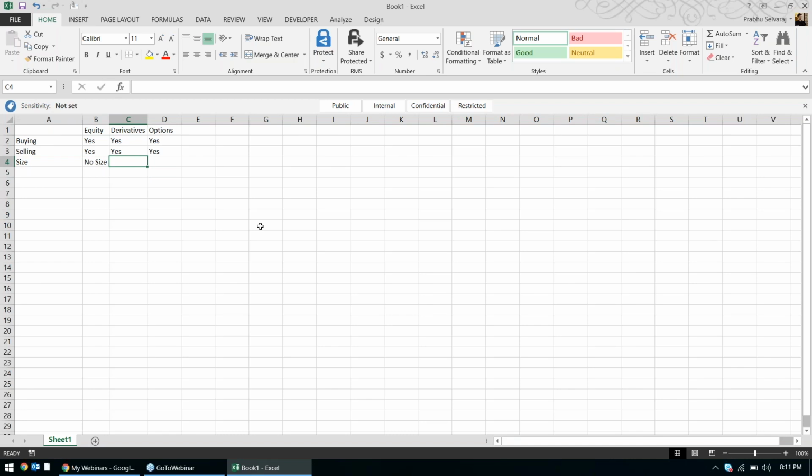Derivatives are bought in lots. Options are bought in lots. What is a lot? We will cover that separately. We'll make a note of it here. Now, sizes: we can buy any number of shares in equity, but futures you have to buy in lots. Same thing for selling also.